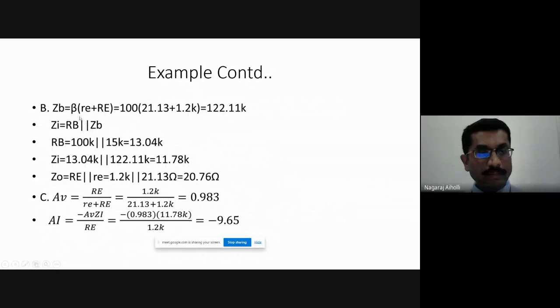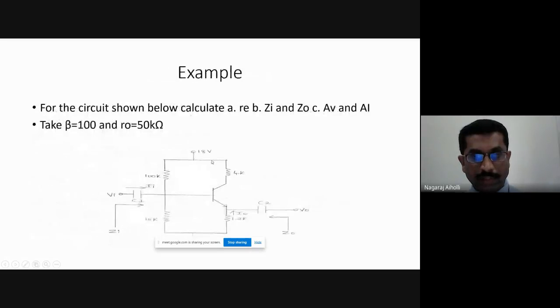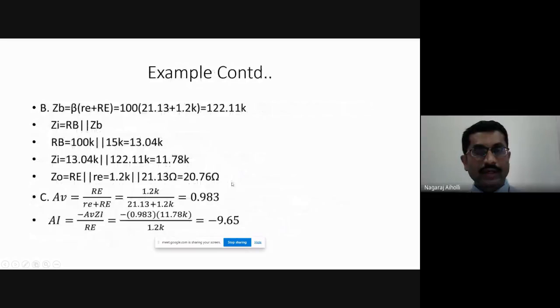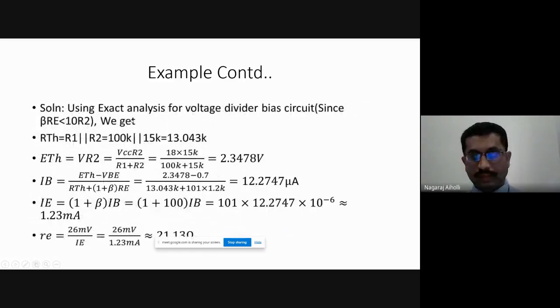Next, let us find ZB. ZB is given by the formula beta into small re plus capital RE, the same formula as for the basic emitter follower. That is 100 multiplied by 21.13 ohms plus 1.2K. RE is given in the circuit, the emitter resistance is 1.2K. Substitute that and tell me the answer quickly.